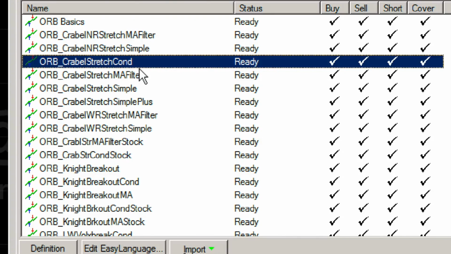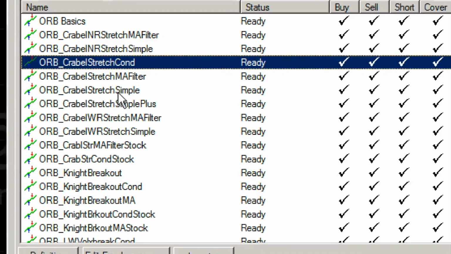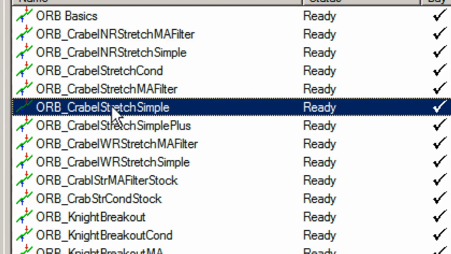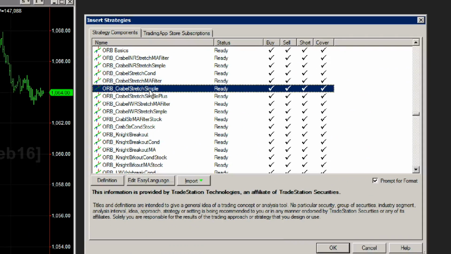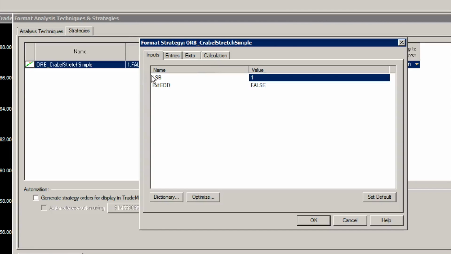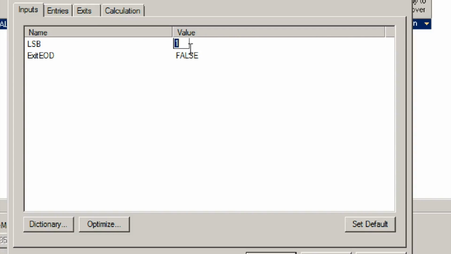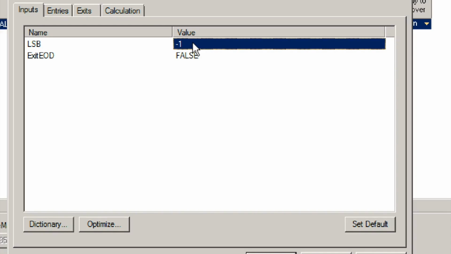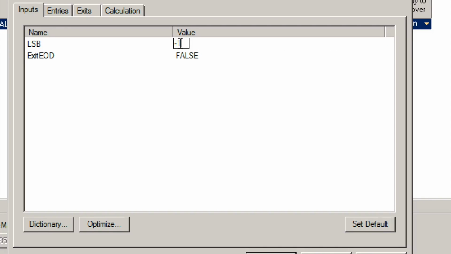So let's start here with the classic Crable stretch. Let's find that. Here it is, Crable stretch simple. So this again is the static time-based Crable stretch formula, and we can insert this into our chart. And let's look at the default parameters. Okay, the first input that we're looking at, LSB, is long, short, or both. You'd enter a 1 here to go long, and that is the default value. You would enter a value of -1 to go short, or you would enter 0 to do both. And let's just leave that for both.